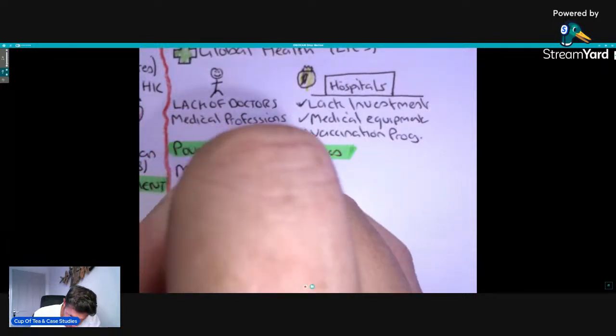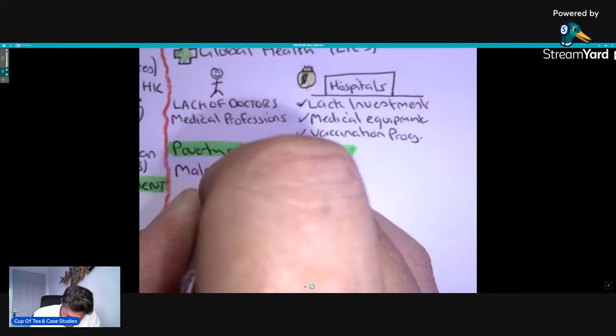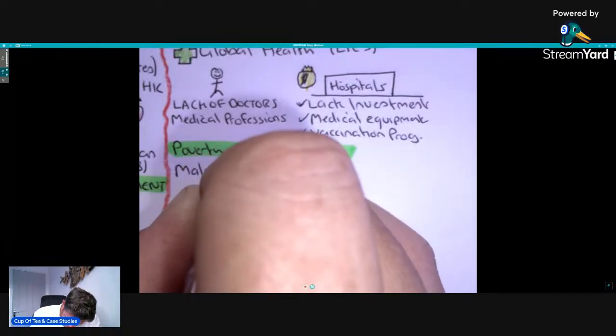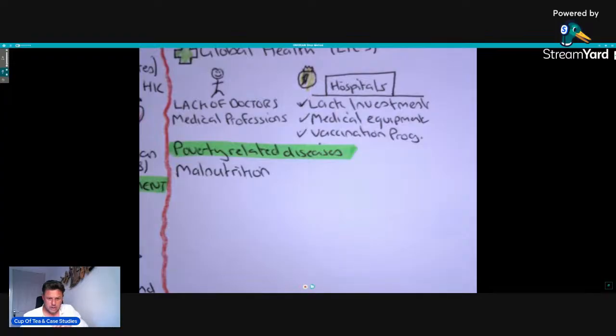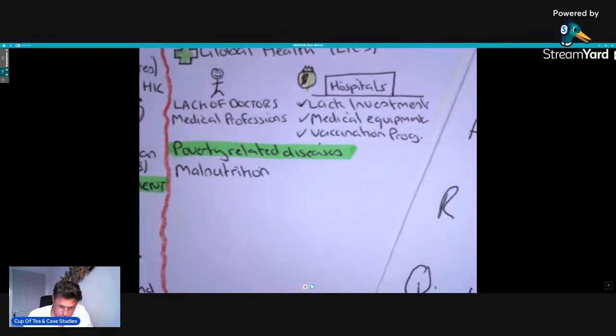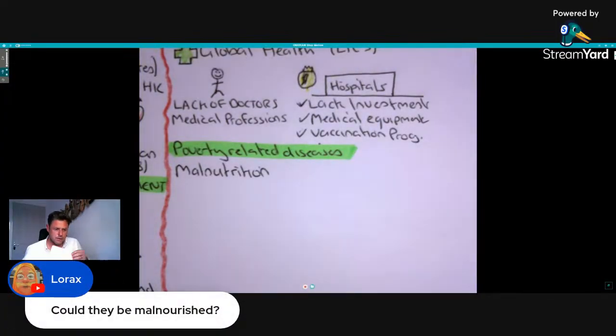Malnutrition. Well done. Well done, Lorax. Nutrition. Well done. Which is a lack of food or lack of nutrition. Lorax, well done. That's one for you. You've got a point on the bonus scheme.